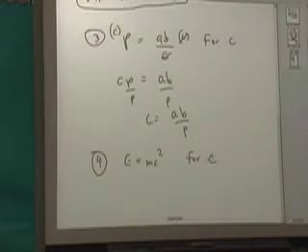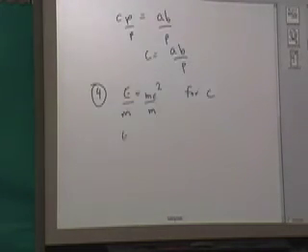So now we're going for C. Well, we still don't want to move the C squared around. But what would we do first? Would we divide by the m? Yes. Divide by m, and we get E over m equals c squared.